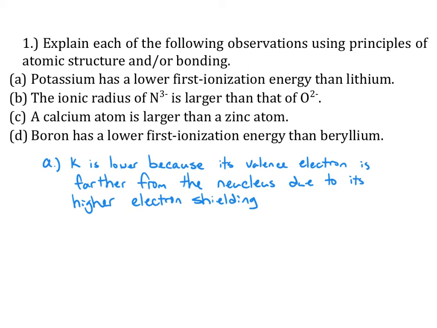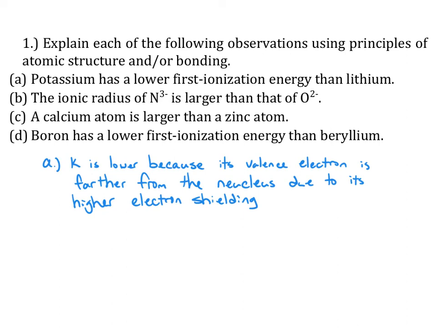Potassium has a lower first ionization energy than lithium because potassium has one valence electron and lithium has one valence electron, but potassium's valence electron is further from the nucleus because it experiences increased electron shielding. Lithium's electron, on the other hand, is closer to the nucleus, and thus is held on tighter, and it would require more energy to dislodge that electron.